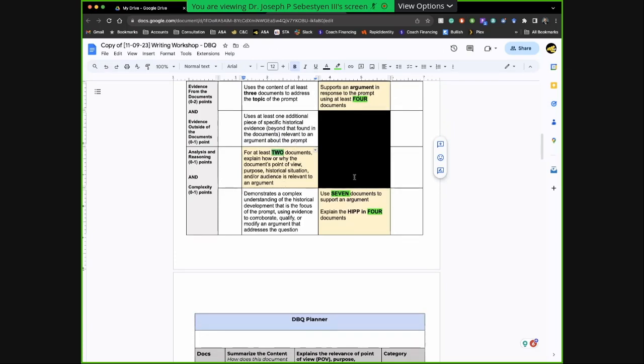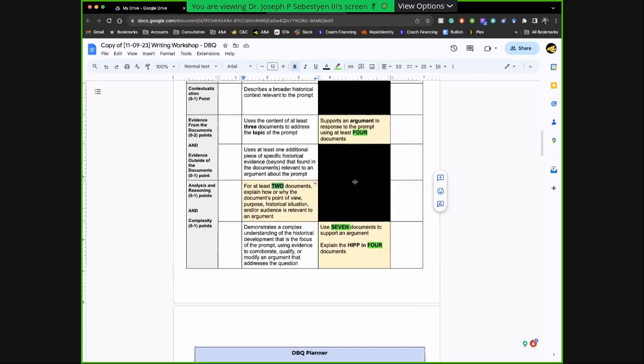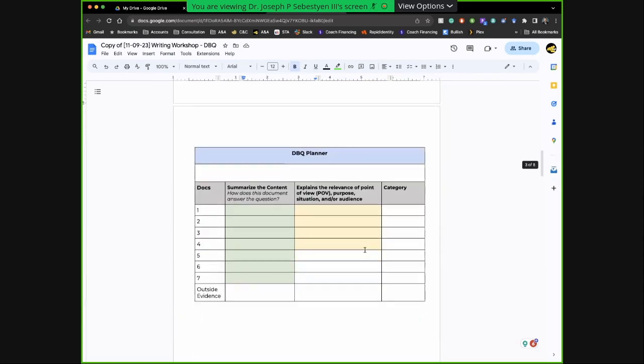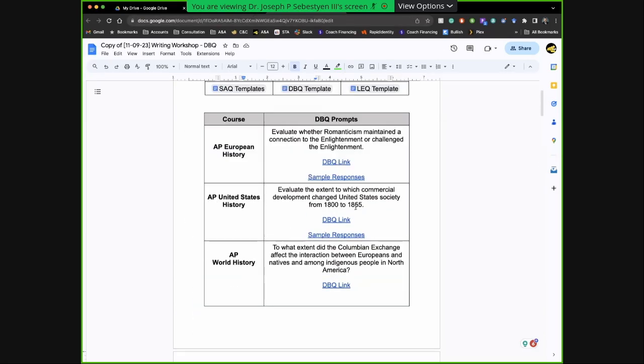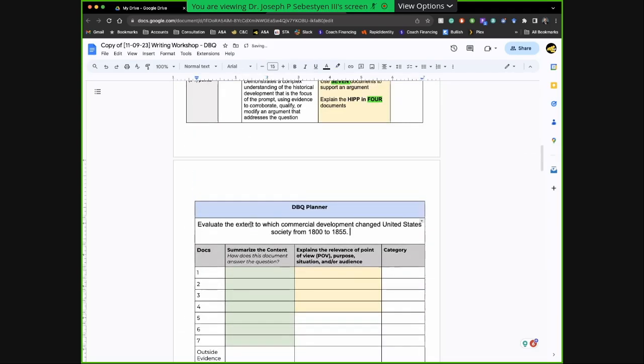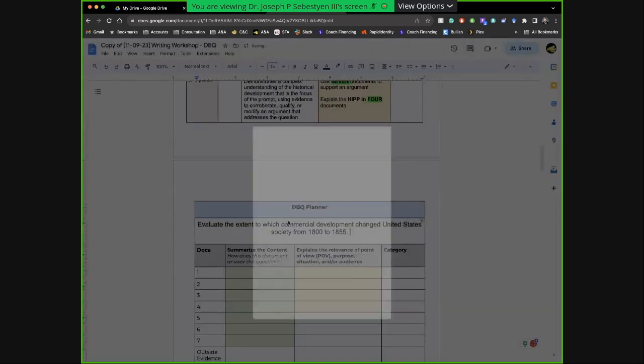However, the way I teach it, I always say use 7 documents and use 4 HIPs. Doing so will actually get you the 7th point, or so they say. So that's the way I teach. When we look at the question, evaluate the extent to which the commercial, and I'll put this in the chat too if you want to follow.